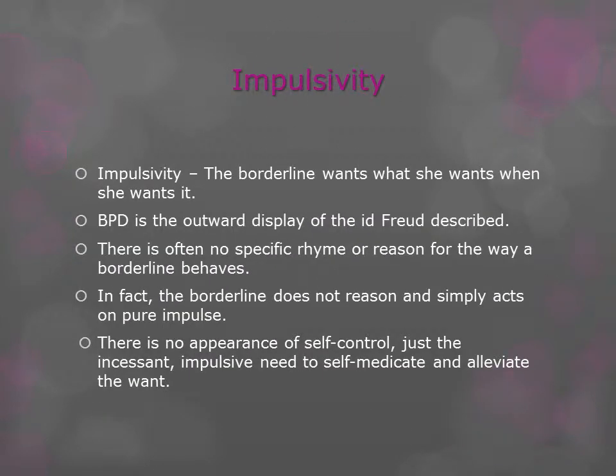Instability leads to impulsivity because the borderline is not clearly thinking through her actions or emotions. With impulsivity, the borderline wants what she wants when she wants it and will not let anyone or anything stand in her way to get to it. There is no plan of action, no thought or reasoning behind anything she does. She simply acts on impulse. There is no appearance of self-control, just the incessant, impulsive need to self-medicate and alleviate the want.